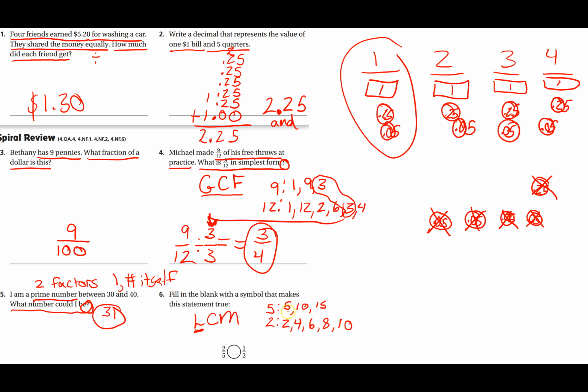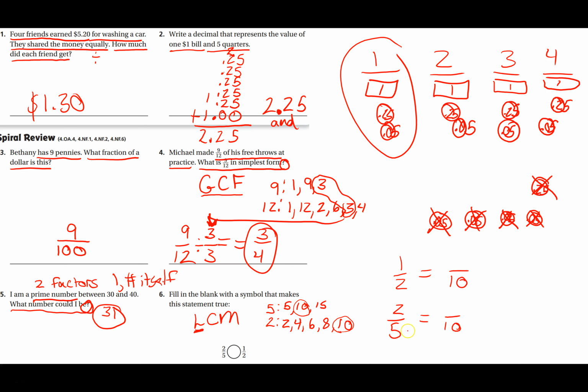Okay, so 5 is the smallest number here. Is there a 5 here? No. Okay, the next smallest number is 10 up here. Is there a 10 down here? Yes. So 10 is the least common multiple. So I want to change 2/5 so it has a denominator of 10, and I want to change the 1/2 so it has a denominator of 10. And it'll be a lot easier for me to compare the two numbers.